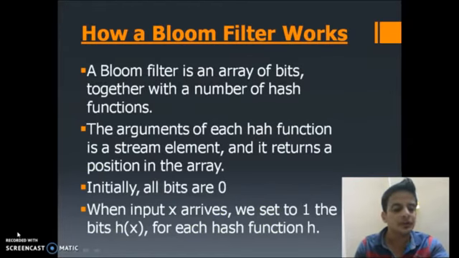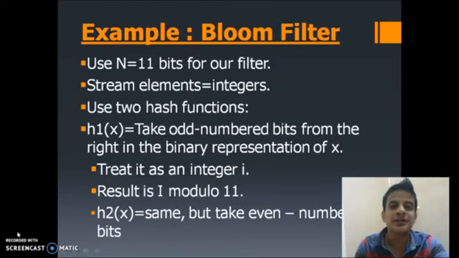How does a Bloom filter work? A filter is an array of bits, with a set of hash functions applied to the elements in a stream. The bit array is manipulated using hash functions, each of which returns a position in the array. Initially, all bits are 0. When input x arrives, we set to 1 the bit at position h(x), for each hash function h. So I am going to explain this through an example.